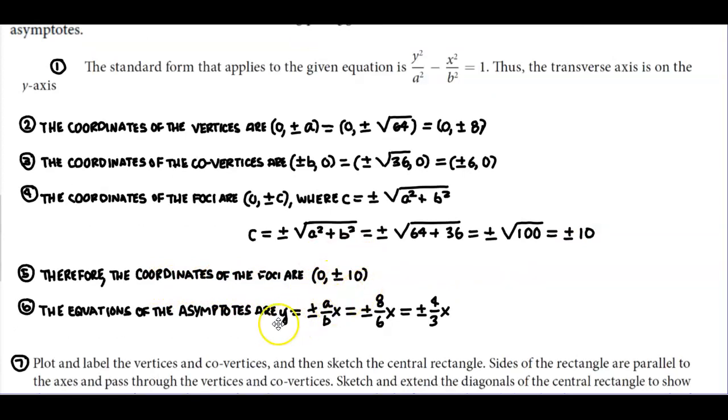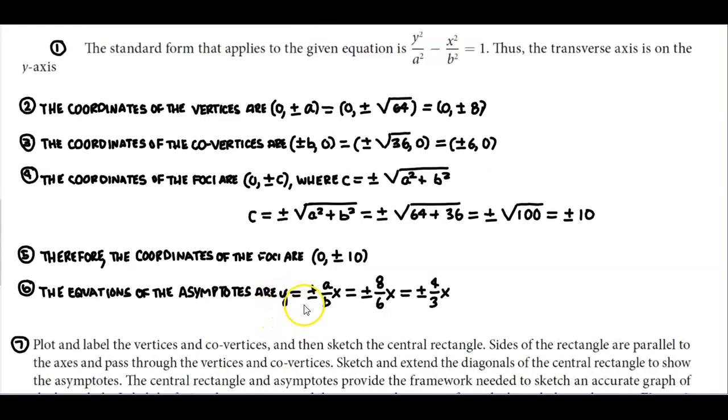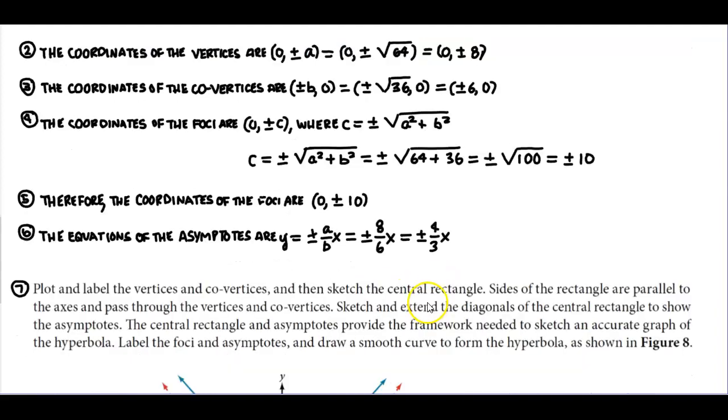Now the equations of the asymptotes are the following. y is equal to plus or minus a over b x. We know that a is 8, we know that b is 6, so it's plus or minus 8 over 6 x, but we need to reduce that, so we get plus or minus 4 over 3 x.